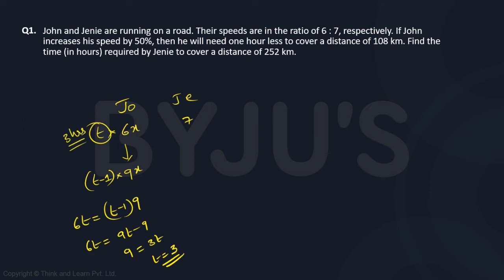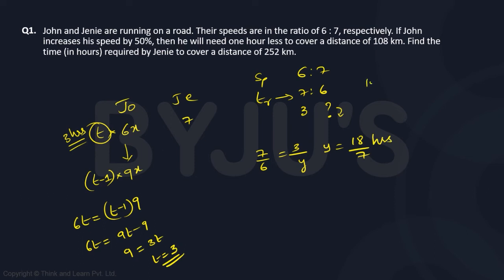Now, find the time required by Jenny to cover a distance of 252. First of all, we need to understand that the speed ratio, if it is 6 is to 7, then the time ratio should be 7 is to 6, inverse, because speed and time are inversely proportional. So if this is 3 hours, then effectively how much will this be? We need to say 7 by 6 is equal to 3 by, let's call this y. So my y will be 18 by 7 hours. This is for 108 kilometers.